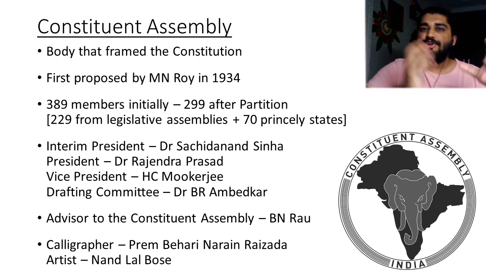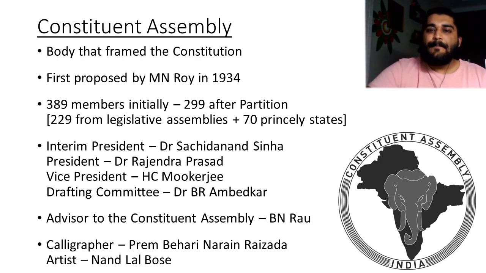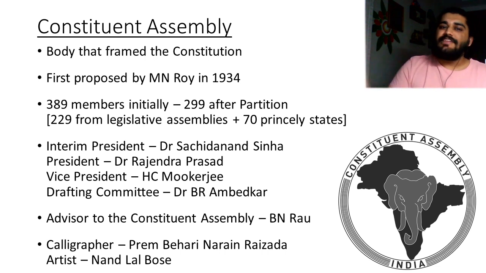The idea of a Constituent Assembly was part of the Indian ethos for a long time. It was first proposed by M.N. Roy in 1934. However, the Constituent Assembly only first met in 1946. As of 9 December 1946, there were 389 members of the Constituent Assembly. However, after partition, several of these members left. So finally, you need to remember that there were 299 members in the Constituent Assembly of India.